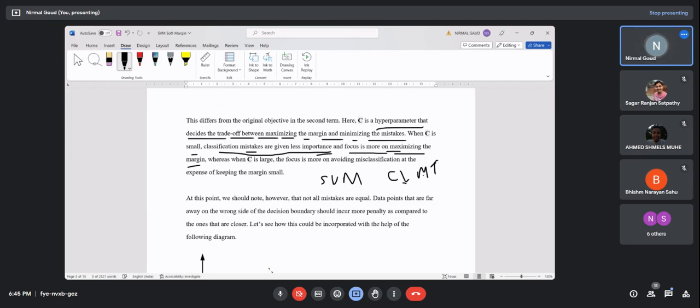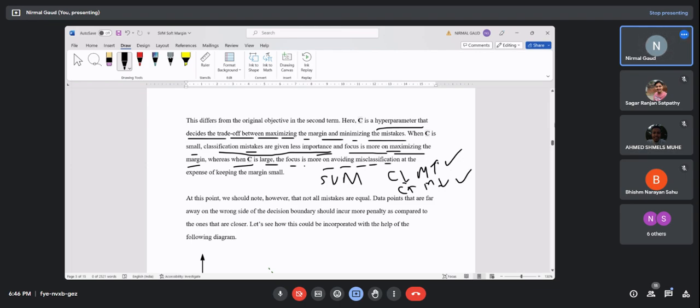So making the margin wider. Whereas when C is large, that means your focus is, no, no, no, my mistakes should not be that many. I can reduce the size of the margin, but don't do much misclassification. That means if C is large, the focus is more on avoiding misclassification. You don't want to misclassify. Then you have to compromise with the margin. The margin has to be less. That means your margin will be going closer to the data points. Here your margin is going far away from the data points. Here your margin is going closer to the data points.